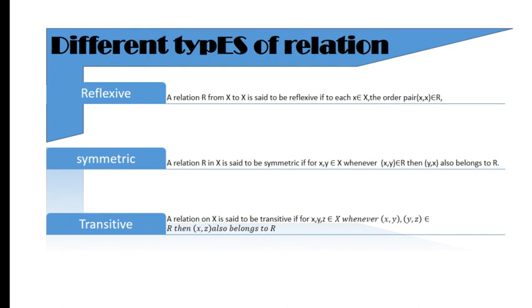Next, transitive relation. What is meant by transitive relation? Whenever x, y, z belong to capital X, and the ordered pair (x, y) and the ordered pair (y, z) are given, meaning x is related to y and y is also related to z, then this implies x is also related to z. This is called transitive relation.